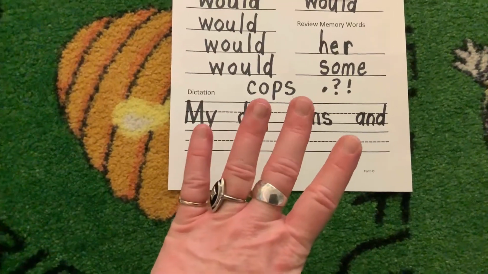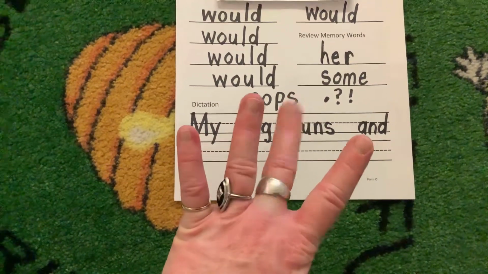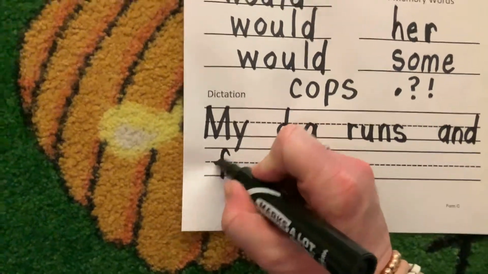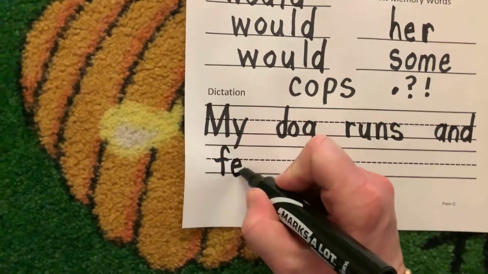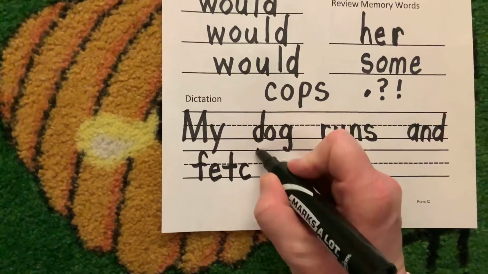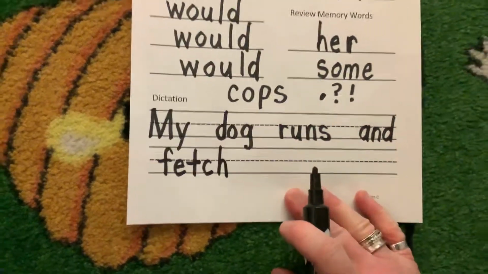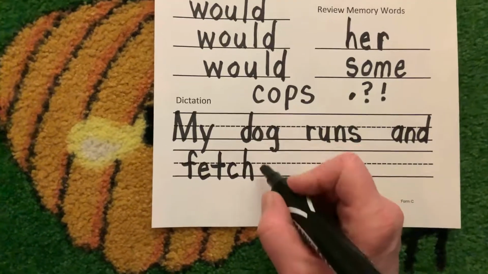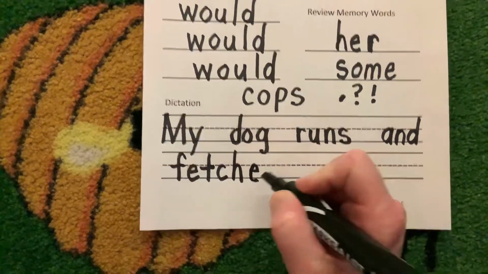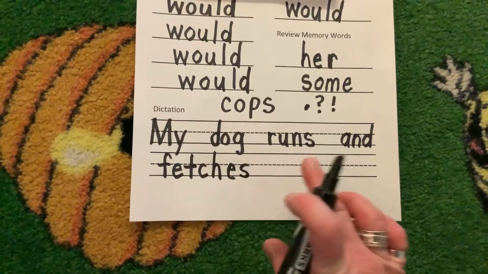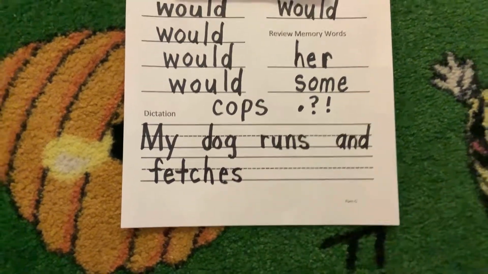Let's tap out fetch. Ch. Oh, do you remember that ch at the end of a one-syllable word after one short vowel? Ch is spelled T-C-H. There's our base word fetch, but we have our suffix, fetches. Remember the E-S? Means it's right now. My dog runs and fetches sticks.